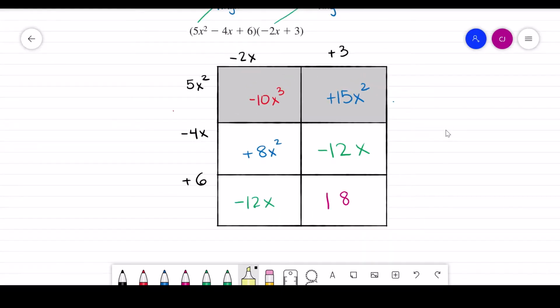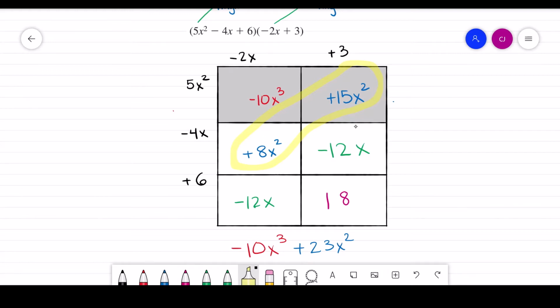Step 4 tells us to combine like terms, and you'll notice that the diagonals of our boxes are matching terms. So I'm going to write negative 10x to the third power. Then I'm going to combine positive 8x squared with positive 15x squared, which is going to give me positive 23x to the second power.